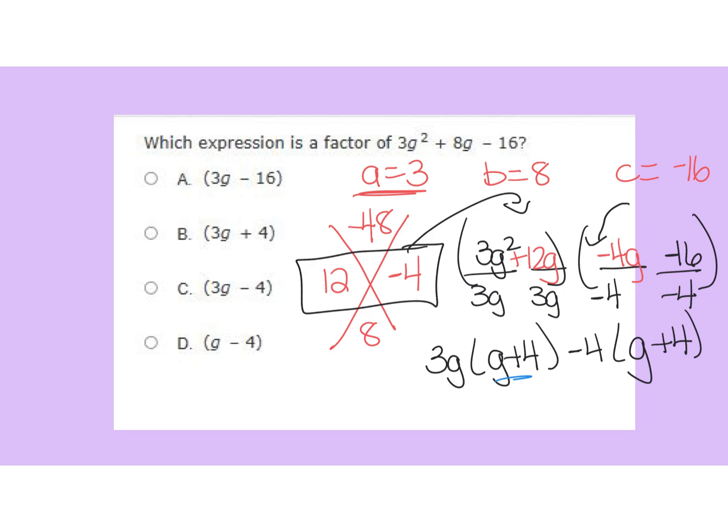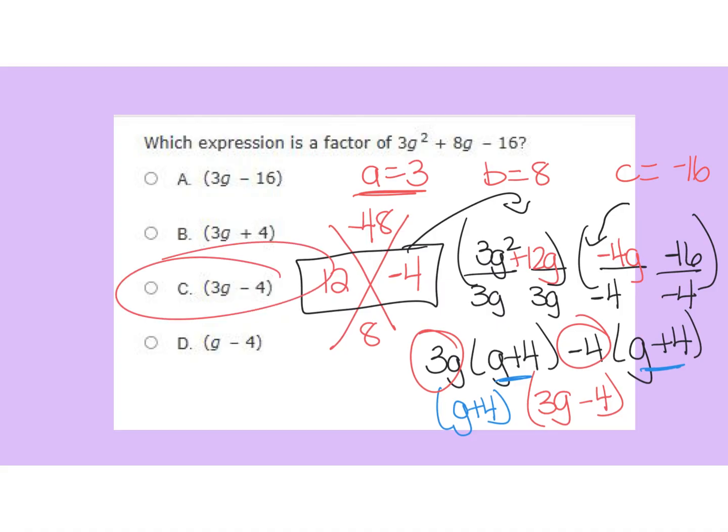I'm pretty confident I'm on the right track because my parentheses match. So I have g plus 4 as one factor. My other factor is what I took out, 3g minus 4. And now looking at my answer choices, C is it.